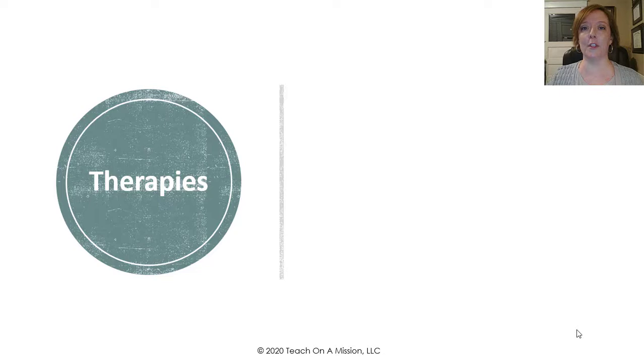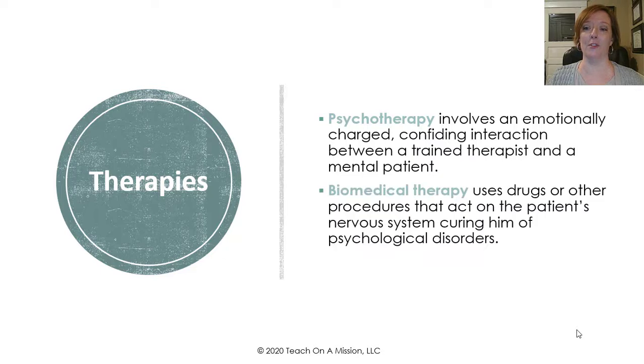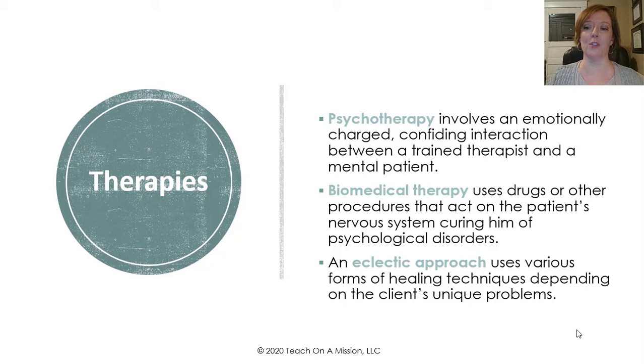So first, an overview of the different types of therapies that we'll be discussing. There is psychotherapy. This involves an emotionally charged, confiding interaction between a trained therapist and a mental patient. There are biomedical therapies. These use drugs or other procedures that act on the patient's nervous system, curing him or her of psychological disorders. Then there's an eclectic approach. This uses various forms of healing techniques depending on the client's unique problems. And this can include a combination of the psychotherapeutic and biomedical therapies, in addition to other therapeutic regimens.